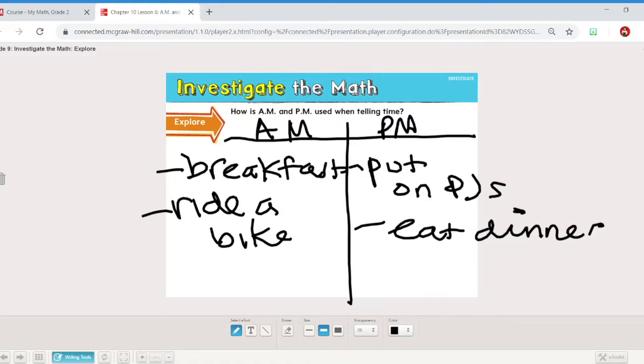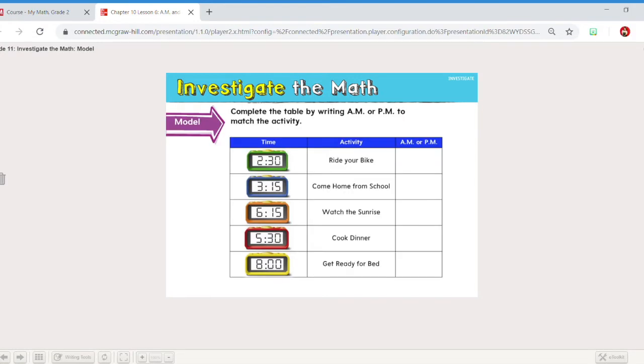Those give you some hints about where AM and PM are separated on a clock. Now, another hint here is AM and PM isn't just half, so one side's AM and one side's PM. That's not the case. We're going to talk about it on the next page here about what it means. It says, complete the table writing AM or PM to match each activity.